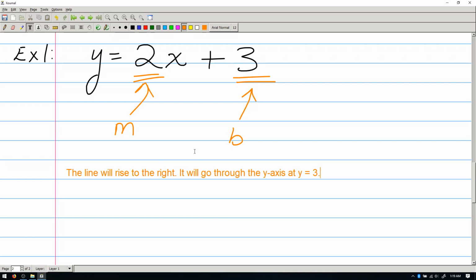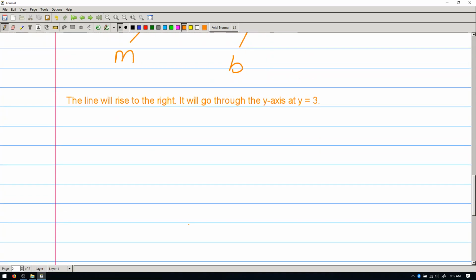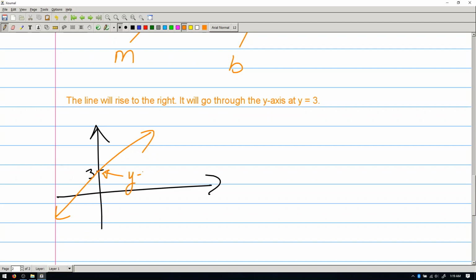So you might be drawing a plot that looks something like this. And by the way, we'll be way more exact, but for now this will do. So the line might go like that. It'll be up and to the right, and it'll go through a y-intercept of 3, and the line rises to the right.